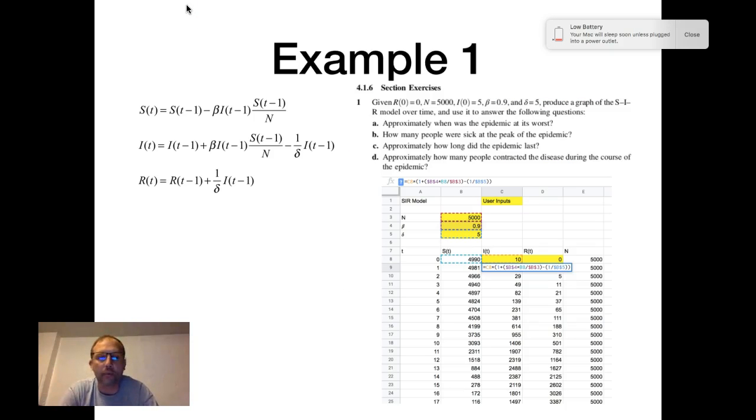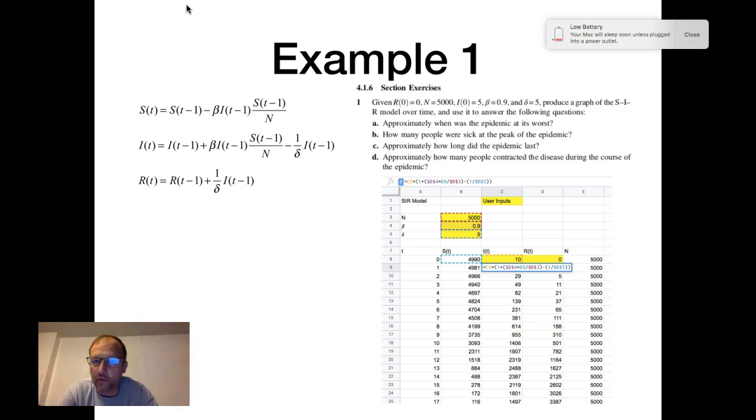All right, 2 examples. I took those discrete dynamical systems and implemented them into the spreadsheet you see. On the spreadsheet, there are 5 user inputs: one for the total population, one for the effective contact rate, and one for the duration of infectivity. Then you also input the number infected initially and the number removed initially.